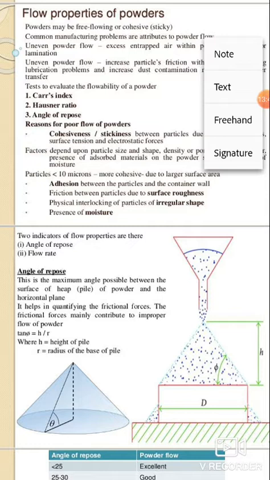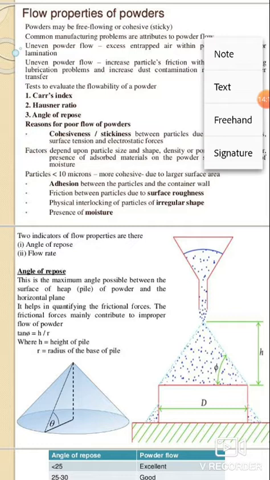Individual powders have different types of flow properties, which can be improved or reduced by the addition of different types of excipients. Here we can show that commonly, manufacturing problems are attributed to the powder flow, that is the uneven powder flow. The uneven powder flow is due to excess entrapment of air within the powders. It is called capping or lamination.